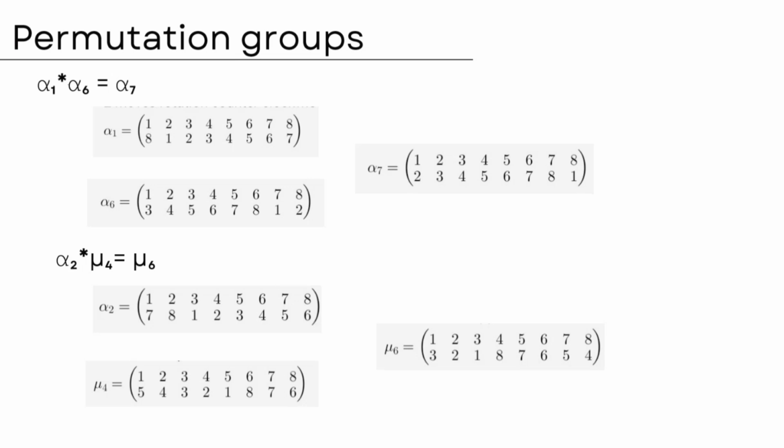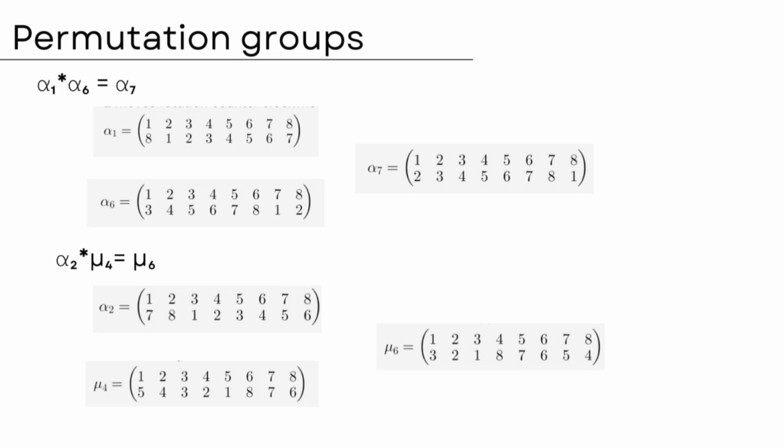So 1 is to 3, then 3 is to 2, so 1, 2. 2 is to 4, and 4 is to 3 is 2 is to 3. 3 is to 5, and 5 is to 4 is 3 is to 4. 5 is to 7, and 7 is to 5 is to 6. 6 is to 7, 7 is to 8, and 8 is to 1. Therefore, it is true. So for alpha sub 2 star mu sub 4 is equal to mu sub 6.